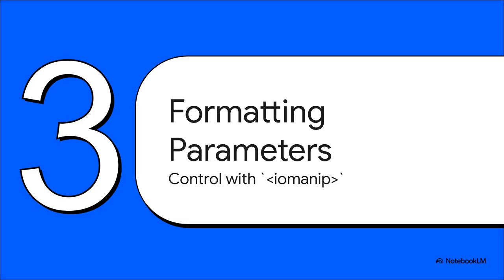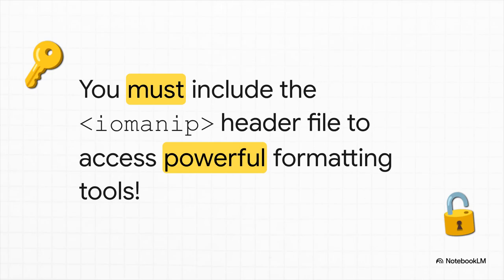For real control, like setting column widths or deciding decimal precision, we need manipulators that can actually take parameters. And to get access to those, we need to pull in a special header file. And this is a big one, so don't forget it. Before you can use any of these more advanced tools, you have got to add this line to the top of your code: #include <iomanip>. It stands for input-output manipulation, and it's the key that unlocks all the really powerful formatting functions we're about to talk about.